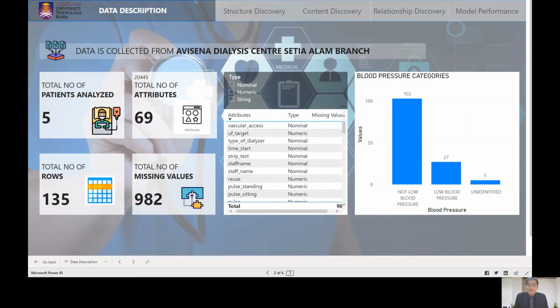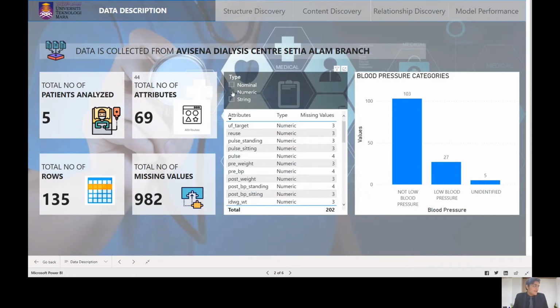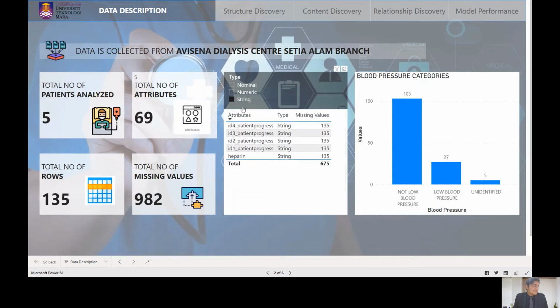Blood pressure categories for the raw dataset were classified into 3 different classes by using bar charts. Here we have not low blood pressure: 103 data sets were represented by not low blood pressure, and for low blood pressure we have 27 rows, and last but not least is 5 that were identified. WEKA is used to read this raw data set. 20 attributes here are classified as nominal data type. Numeric data type has 44 attributes, and string data types has 5 attributes overall.